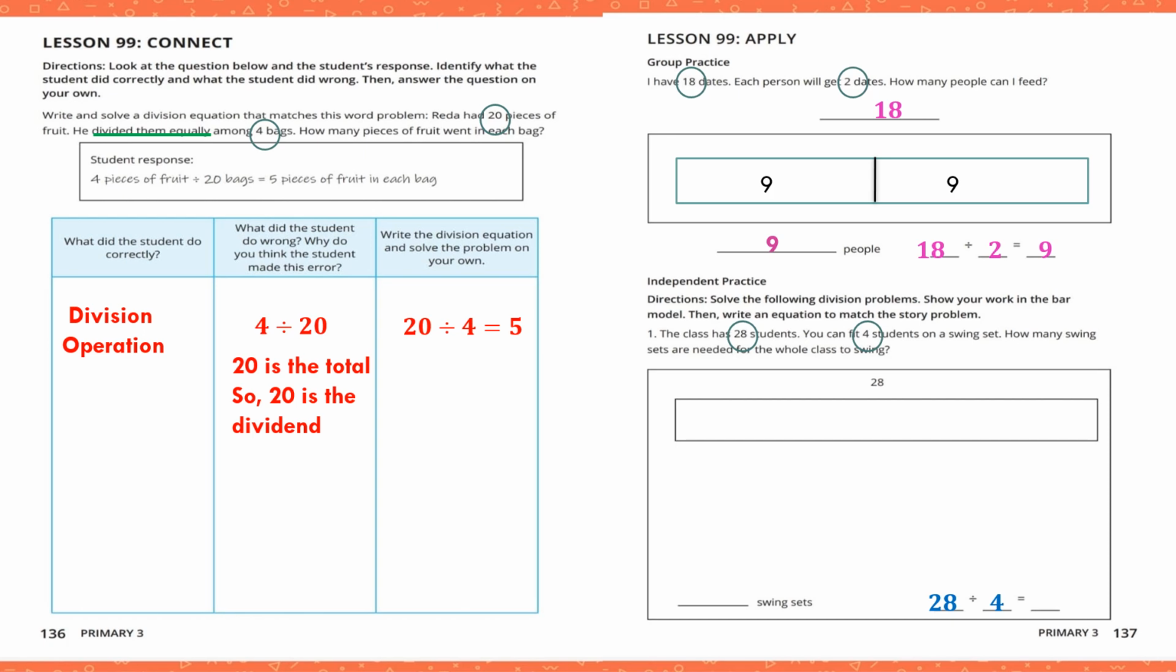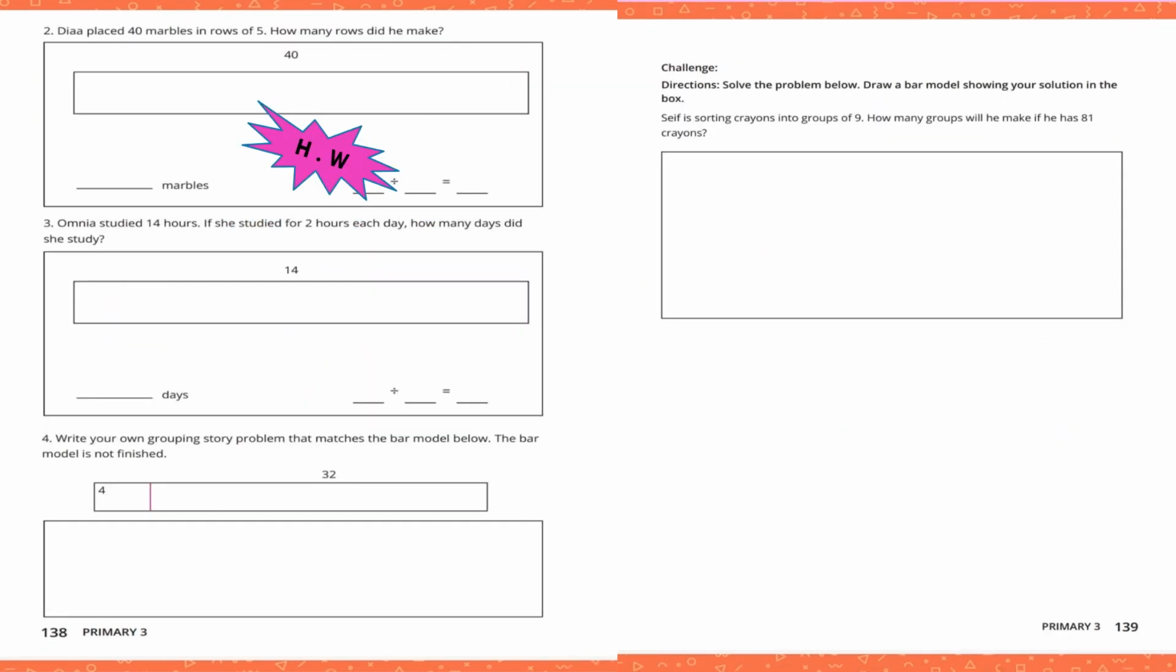Let's divide the bar into 4 parts. And when we divide or distribute 28 between 4, we get 7. So each group or each part has 7. So we need 7 swing sets. You can solve this page the same way.